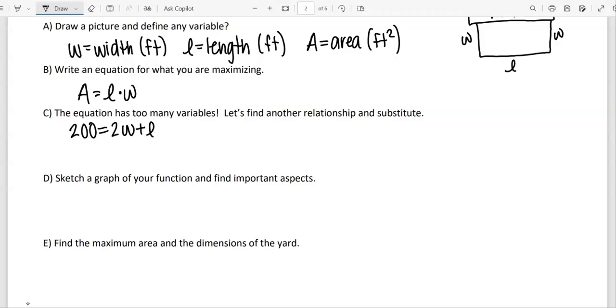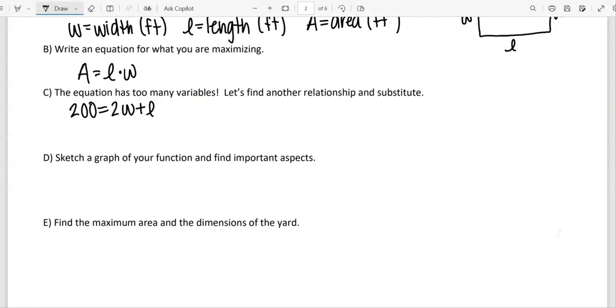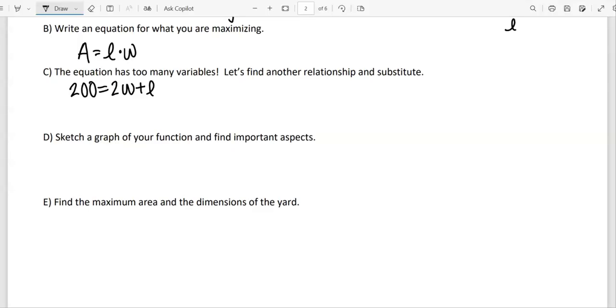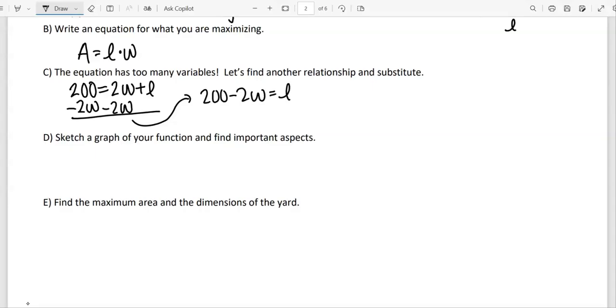If we can solve this for a variable, this kind of goes back to systems in Unit 1. If you can solve this for a variable, then we can substitute back into our area equation. Which variable do you want to get by itself? L. Yeah, let's get L by itself. How do you get L by itself? Just subtract 2W. So we'll get 200 minus 2W equals L. Notice if you solved for W, you'd have to end up dividing by 2, and then you'd have 1/2 L, and that'd be weird. So this is pretty good.